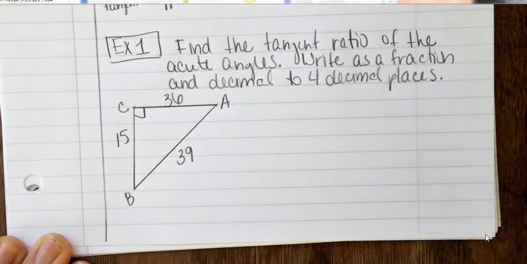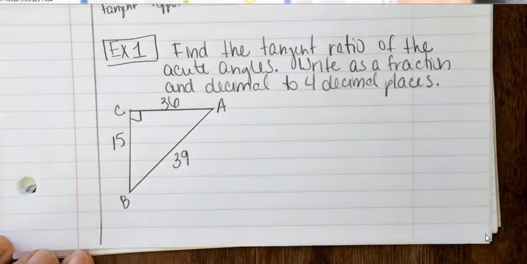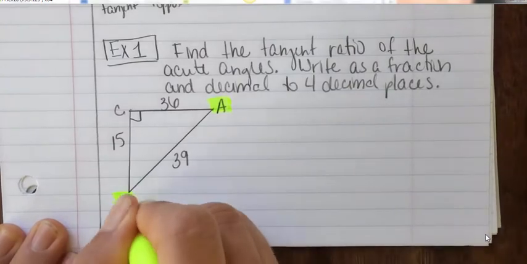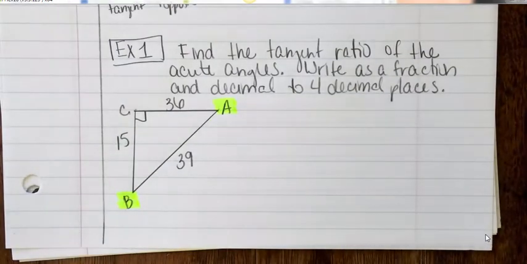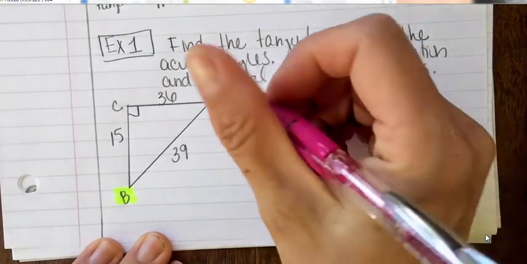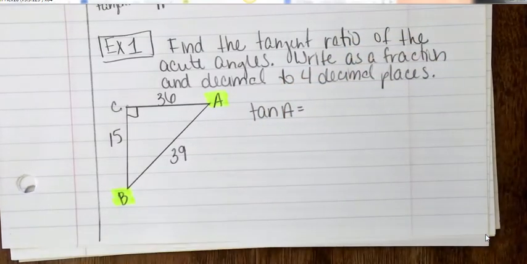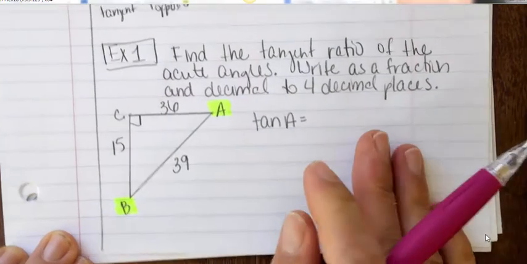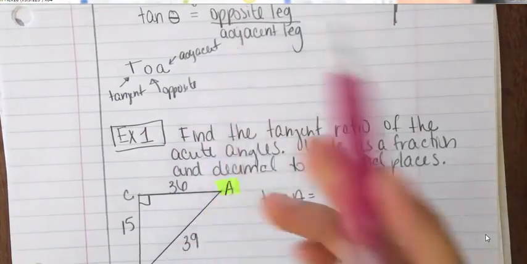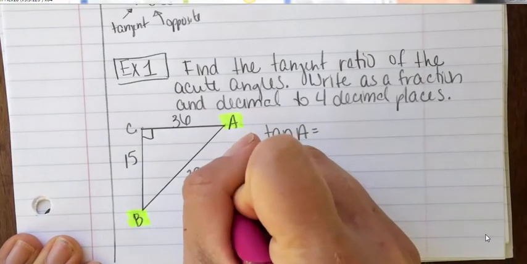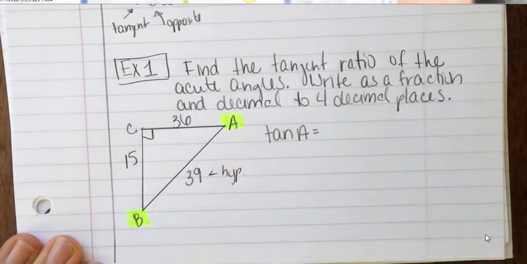Okay, so we're going to find the tangent ratio of the acute angles. So there are 2 acute angles here, right? Acute being less than 90 degrees. So that's angle A and angle B. All right, so I'm going to do the tan of angle A, and I'm just writing a ratio relating to that acute angle. So when I look at angle A, and I know that tangent is opposite leg over adjacent leg, I have to figure out which leg is opposite and which leg is adjacent. Now remember, 39, this is our hypotenuse. It's not a leg, so just kind of ignore it for now unless we need it to help us find one of the missing legs.